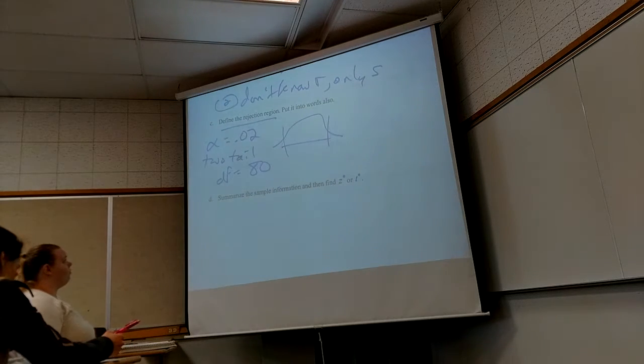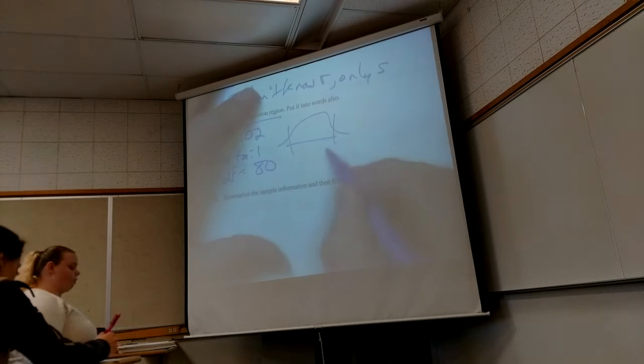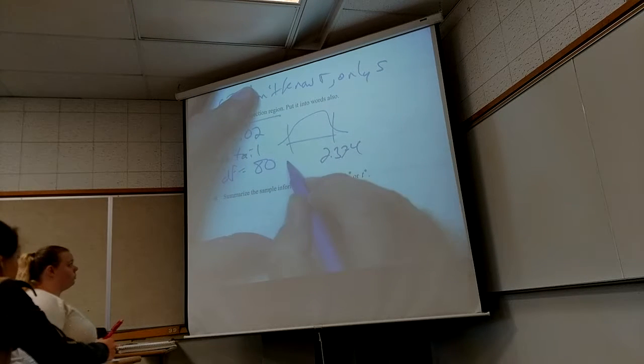So if I look at my T-chart, degrees of freedom 80, what T-score do you find? 2.374. And of course, this one is negative.